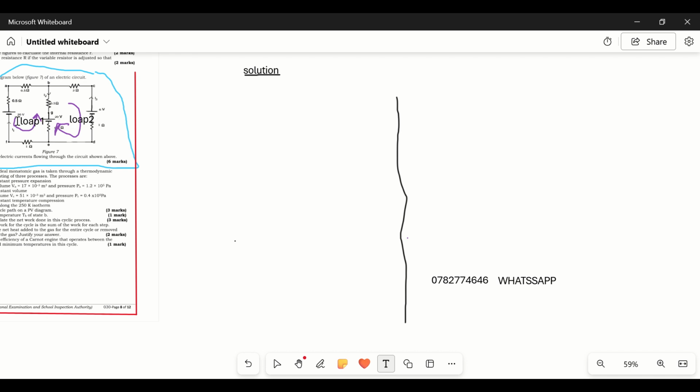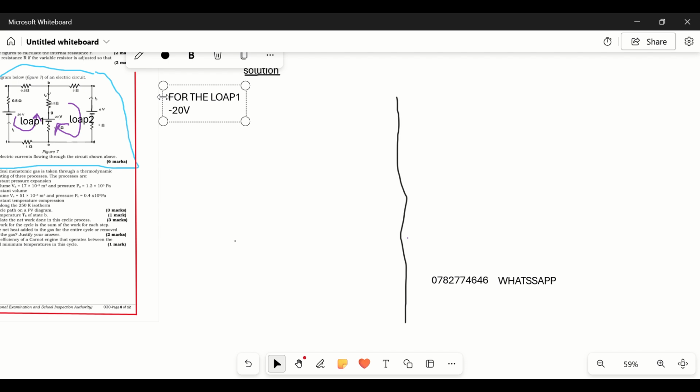So we put here a loop just to find this by loop. This is loop 2 and this is loop 1. So let's consider loop 1. For loop 1, as we know, if the loop is going from positive to negative, that means the electromotive force would be equal to negative 20 volts.